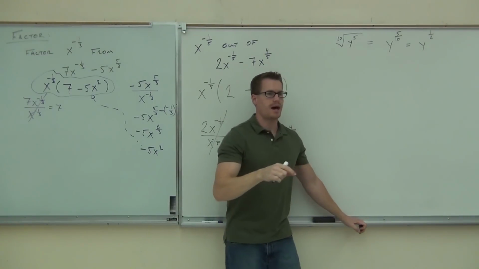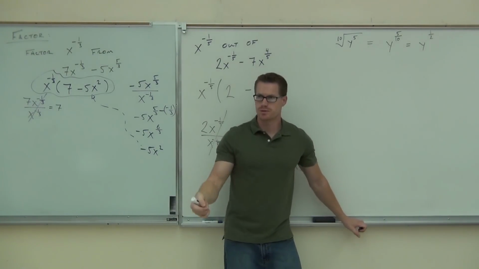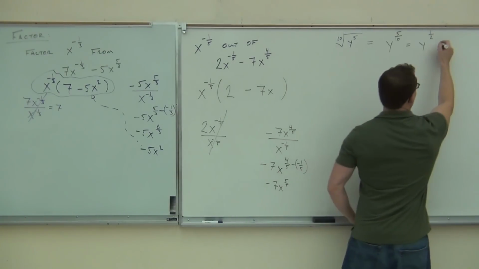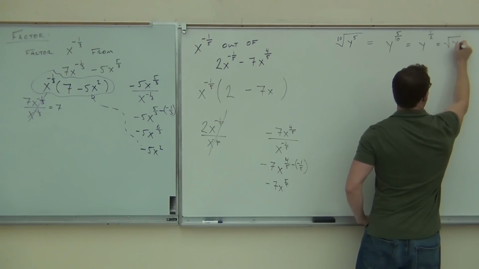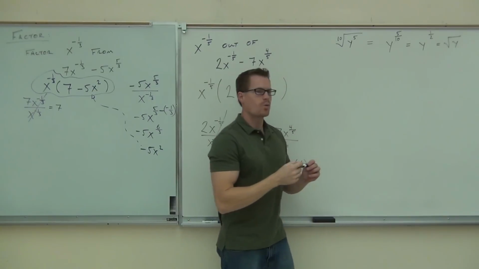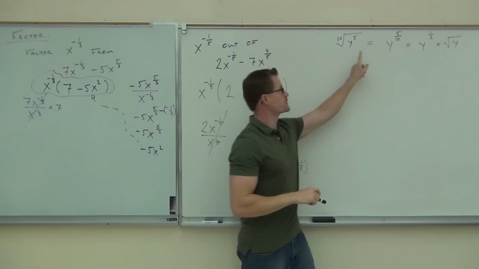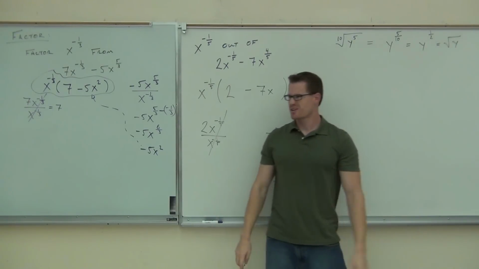Can you write 1/2 back as a root? Yes. What type of root is it? Square root. Of y to what power? 1. Well, that's weird. What this means is the 10th root of y to the 5th actually equals square root of y. That's kind of cool, right?